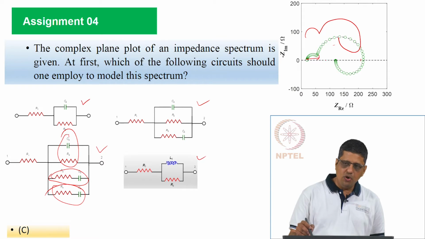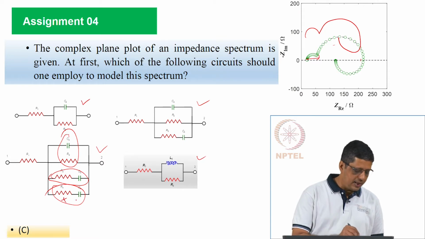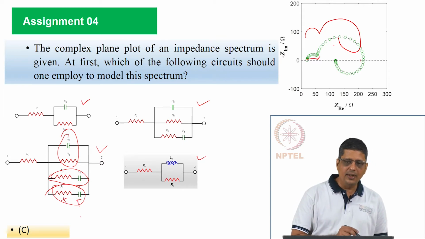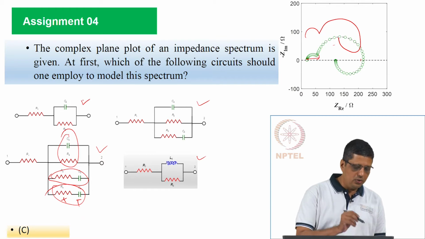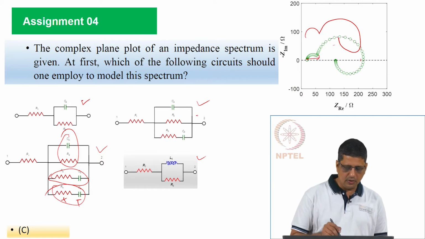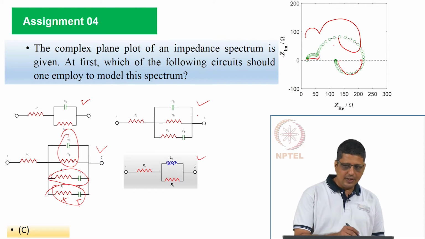I have an inductive loop, which means one of these pairs will have to have negative values, that is all right, but I cannot use this circuit, I cannot use the second circuit, I cannot use the fourth circuit. It has an inductor that can model this part, but the remaining 2 parts cannot be modeled. Okay. So, you need to have 3 time constants and C is the correct choice.